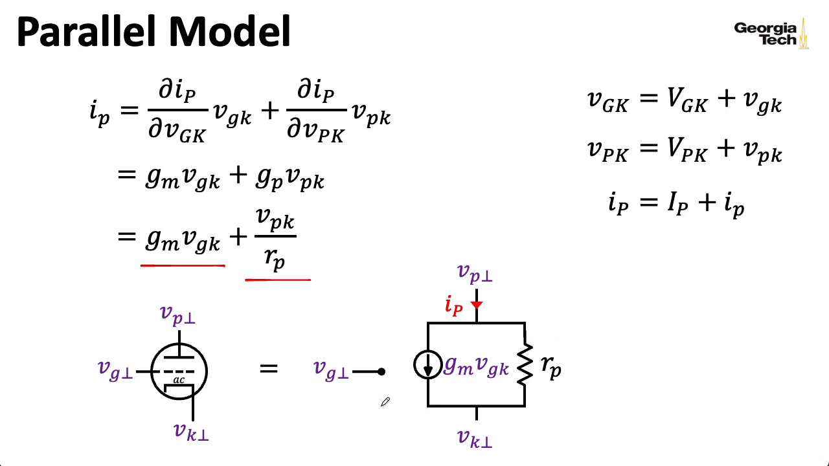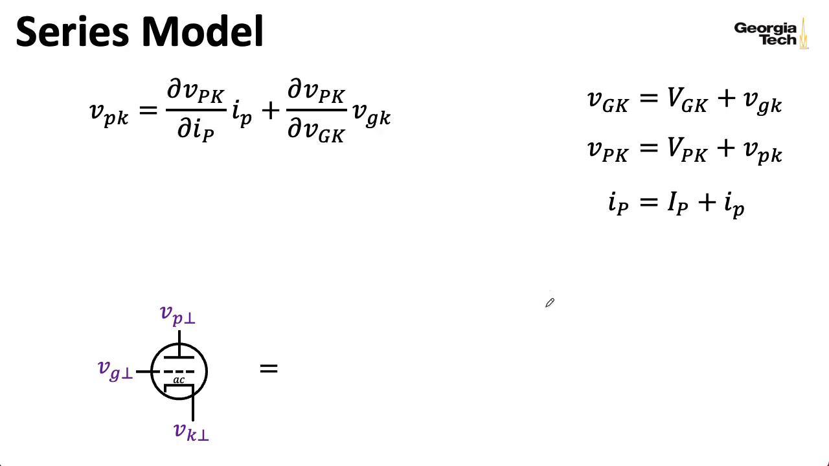Now, under proper operating conditions, there's no current flowing through the grid, so I just wrote the grid voltage out here kind of hanging out by itself. And this is a perfectly fine model. You can use it if it's convenient. It's by far the most commonly used model for transistors. But for vacuum tubes, there's another model that's equivalent and arguably a little bit more natural.